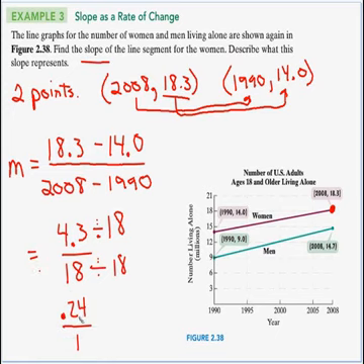So that would be 0.24 million, or 240,000 more women every year live by themselves, get an apartment or a house by themselves. So that slope, it's positive slope. It is an increase. Every year, 0.24 million more women live by themselves. Again, remember, you'll be doing the same thing for the men in the practice problems.